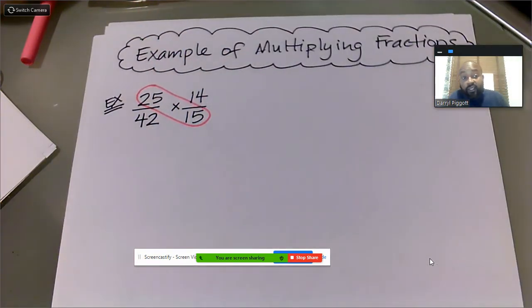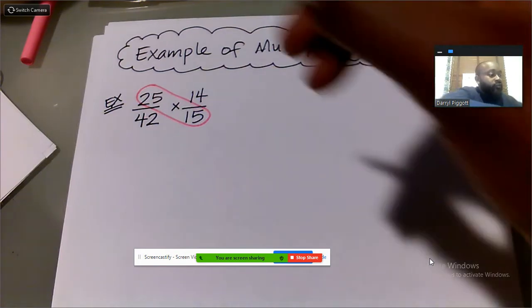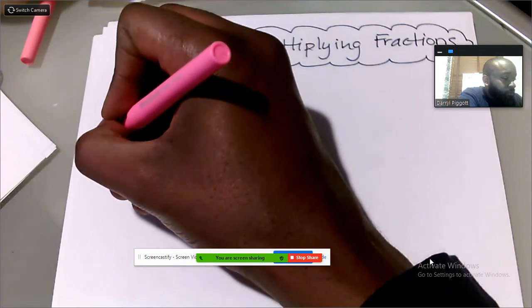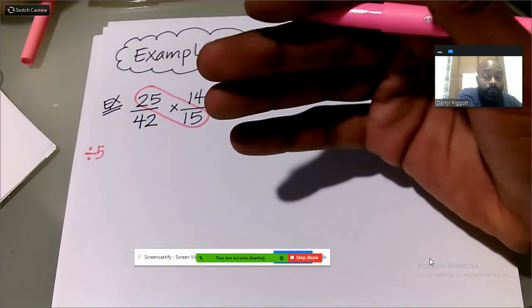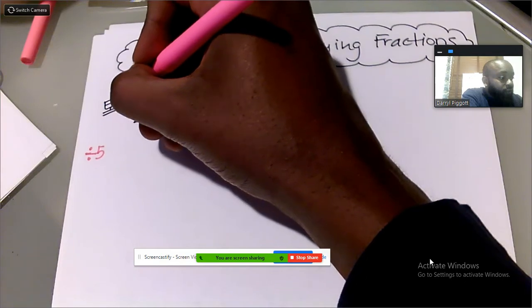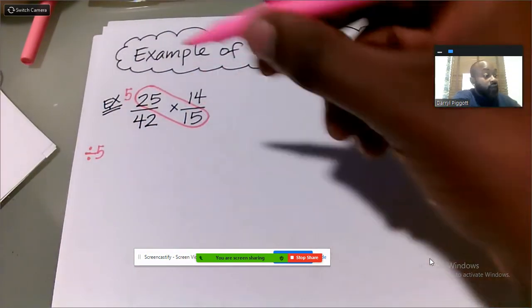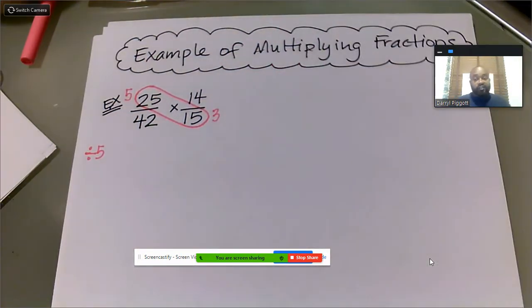All right, so on this pink diagonal, once I circle those numbers, I'm asking the question, what's a number that goes into both 25 and 15? And so that number is 5. And just for my notation's sake, I'm going to put a little note over here that says I'm dividing by 5. And then you just ask the question, 25 divided by 5, what is that? And you get 5. I put the little 5 next to the 25. 15 divided by 5, what do you get? 3. And I put the little 3 next to 15.